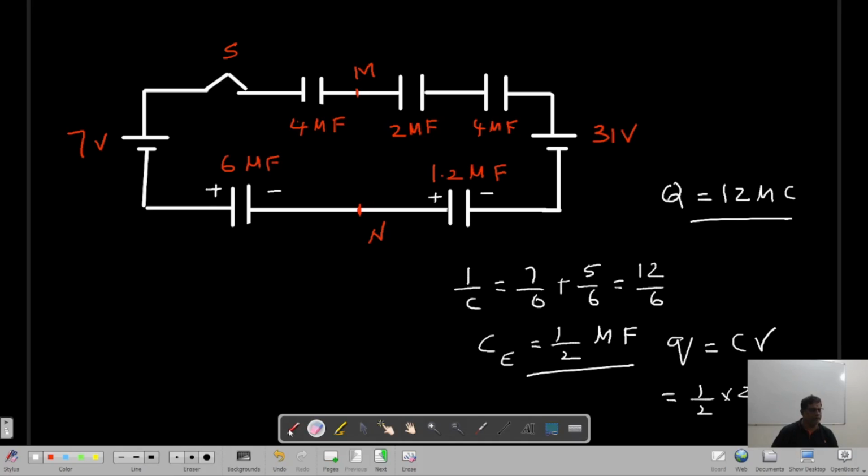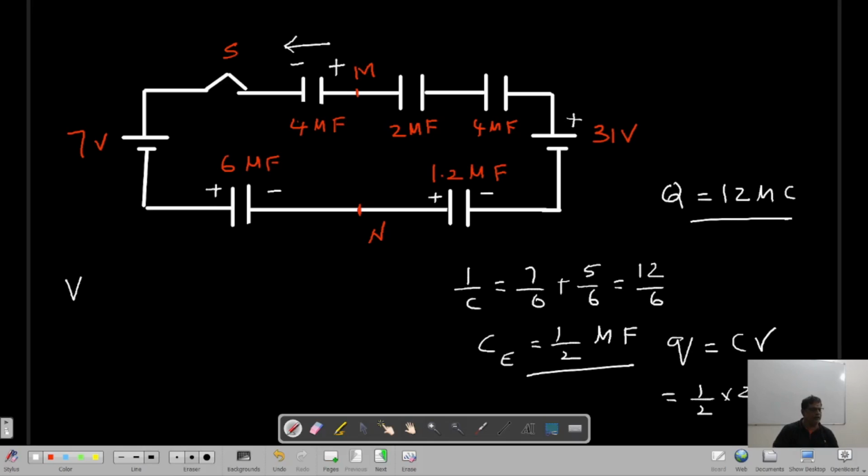We start our journey from M and walk towards the 4 microfarad capacitor. You see that this is your positive plate and this is negative, because we have replaced the 31 and 7 with a single cell of EMF 24 volt, and the positive of the 24 volt is where the positive of the 31 volt was. So remove the 7 volt from here and replace the 31 with the 24 volt. This is your positive plate and this is negative. You are walking in the direction of the decreasing potential.